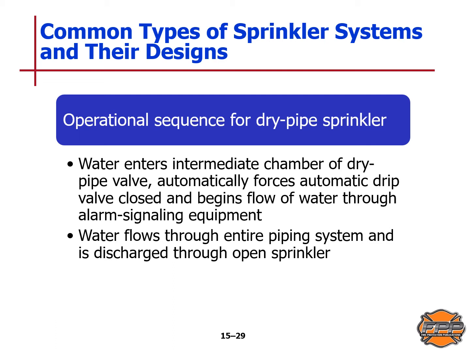The operational sequence for the dry pipe sprinkler means that water enters the intermediate chamber of the dry pipe valve, automatically forcing the automatic drip valve closed, and begins the flow of water through the alarm signaling equipment. Water then flows through the entire piping system and is discharged through the open sprinkler.